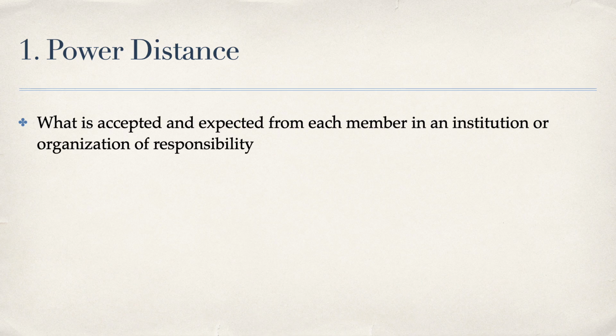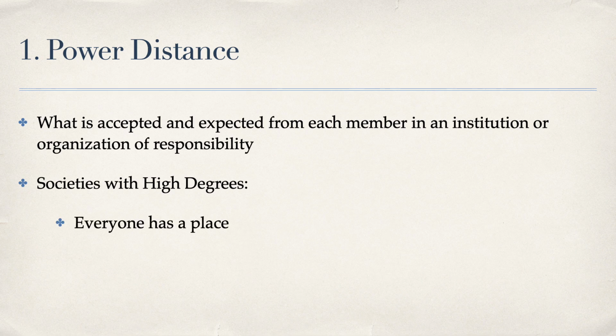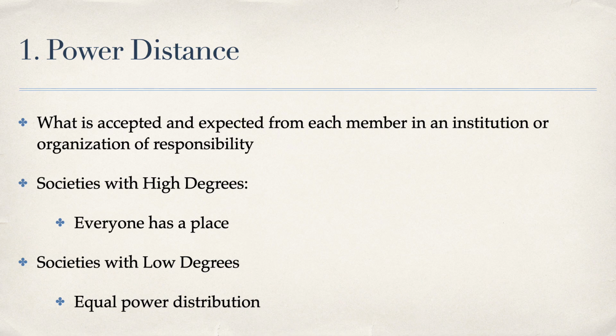Power distance is broken up into 2 degrees. One is considered with high degrees. This can be looked at where everyone has a place and there is no need for a justification for it. Where in a society with low degrees, people will seek to have equal power distribution. The culture will take on more of a democratic point of view on how to separate the power and authority between everyone.